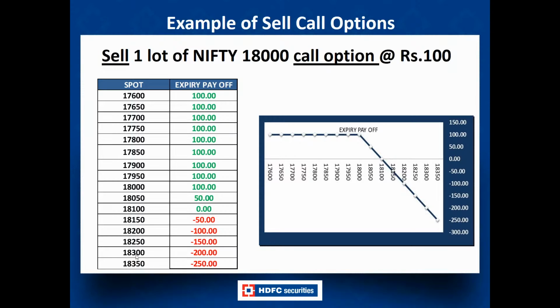Now suppose Nifty closes at 18,300, you tend to make a loss of 200 rupees per share, which is quite huge. How did this 200 come? The difference between 18,000 and 18,300 is 300 points. So it went 300 points against you, and what you have received in this journey is 100 rupees. So 300 minus 100 is 200 rupees, the net loss you will be making if Nifty closes at 18,300 on the expiry day and you still hold on to your position.